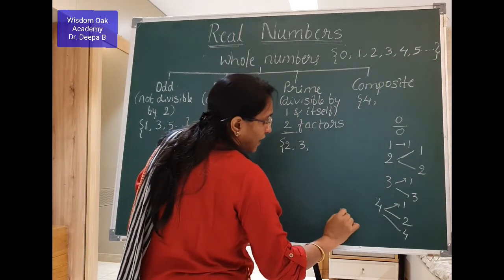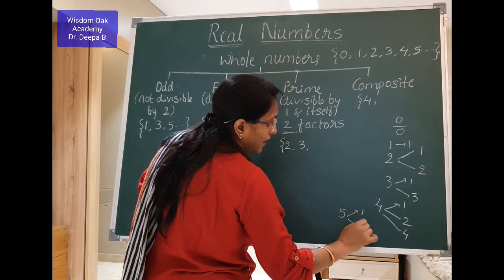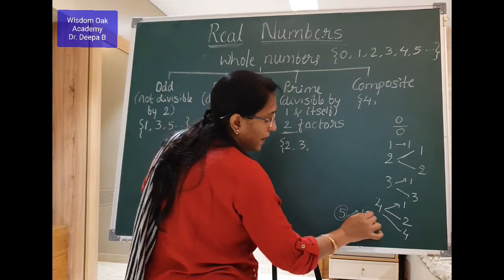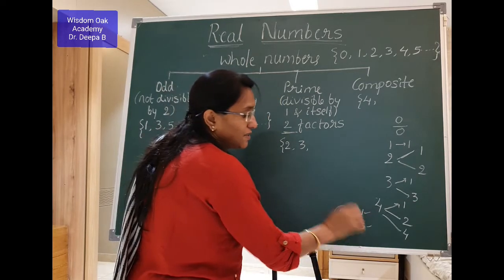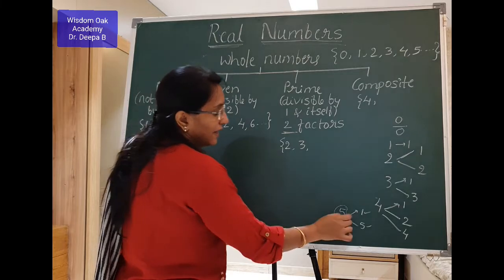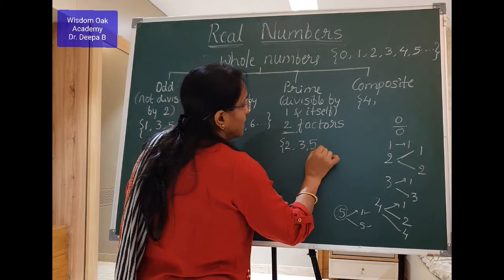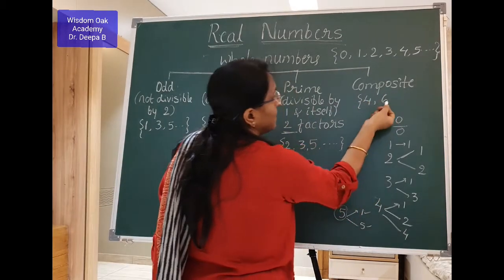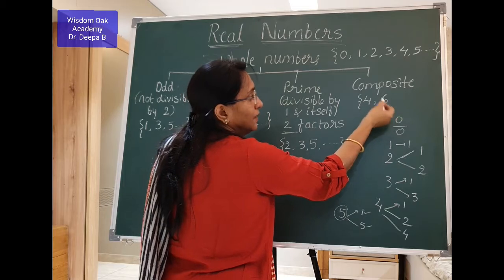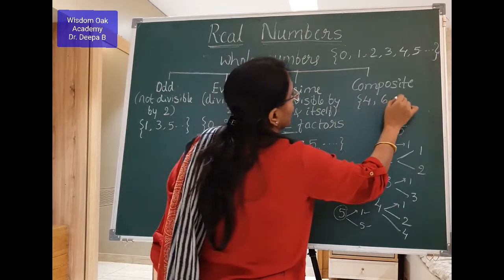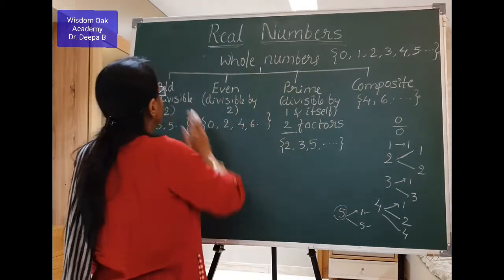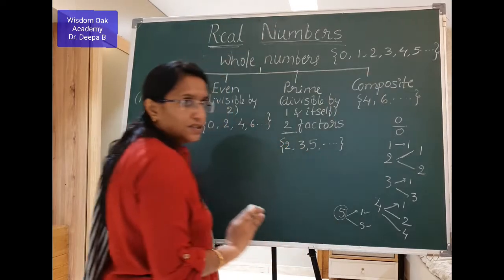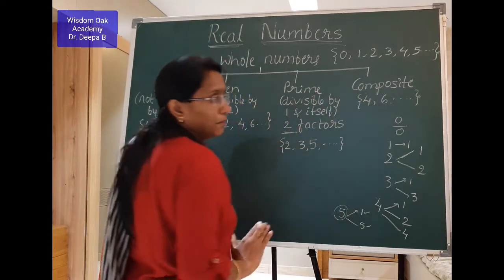Next, 5. What are the factors of 5? 1 and 5. Factors means it is divisible. This number is divisible by these 2, then we say that these 2 are factors of this number. So it has only 2 factors, so it is a prime number, and so on. Here after 4, next will be 6 because it has 1, 2, 3 factors. So this is about odd numbers, even numbers, prime numbers and composite numbers. This concept is very, very important.